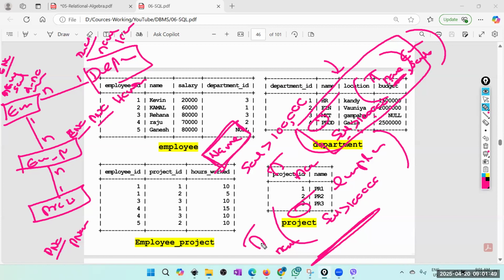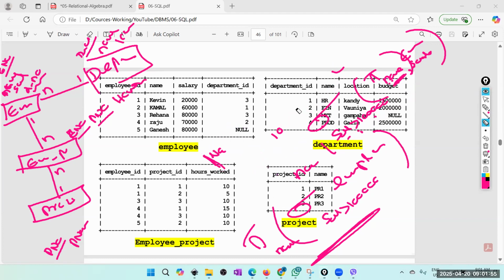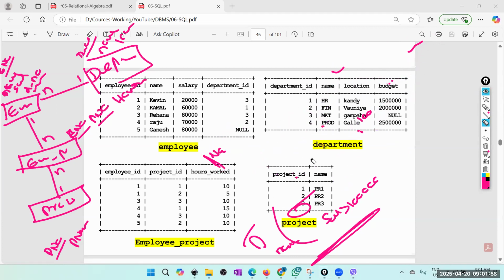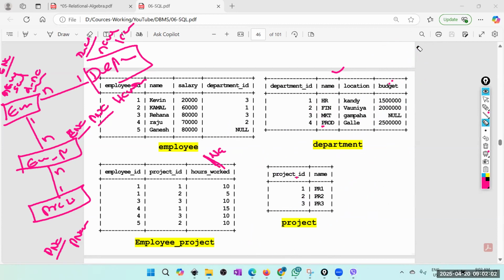Okay. Right. So any questions? Because your semester 3 database subject heavily depends on this knowledge.